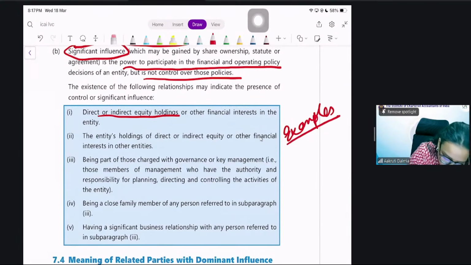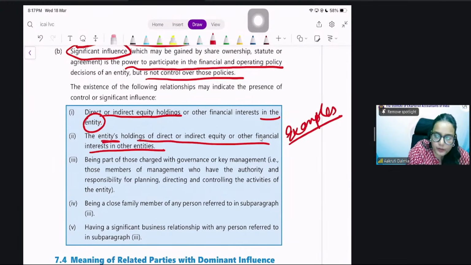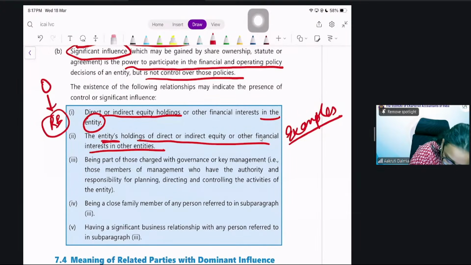Direct or indirect equity shareholdings. This is the most obvious one. Someone is holding in our company, and we are holding in someone else's company. So first is someone is holding in my company, and the entity is holding in someone else's company. Okay. So if this is the reporting entity, someone is holding in my company. What is this? This is the reporting entity. The reporting entity is holding in someone else's company. These are both related parties.